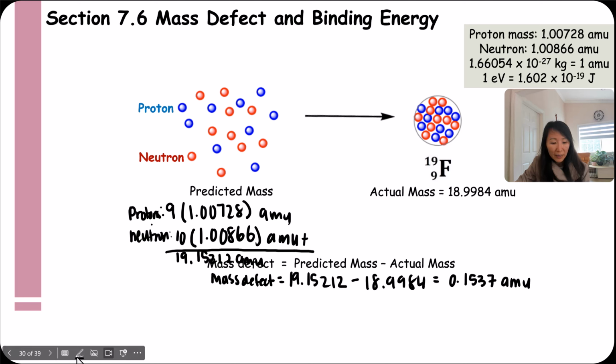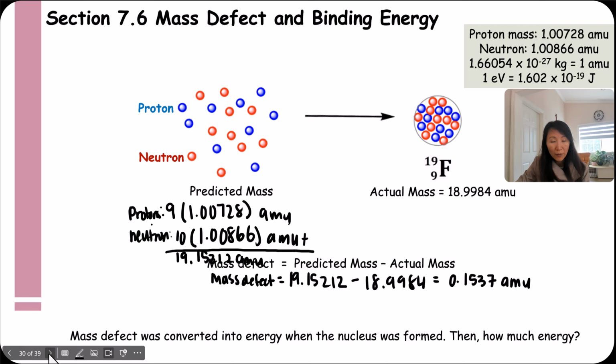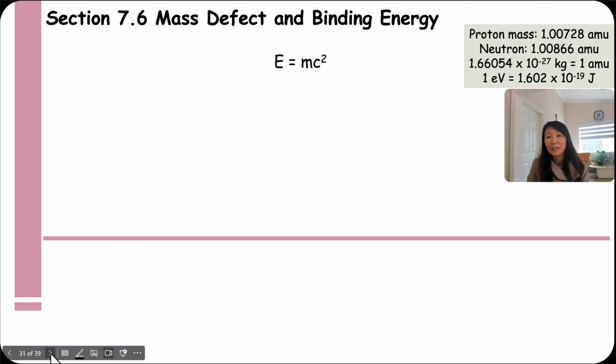Well, the mass defect was converted into energy when the nucleus was formed. Then how much energy? Meaning that this mass defect, this mass, had the ability to convert into energy as this nucleus was formed. And to calculate that energy, we use this famous Einstein equation, E equals mc squared. The mass that we just saw for the mass defect goes into this m. Then the c is the speed of light.